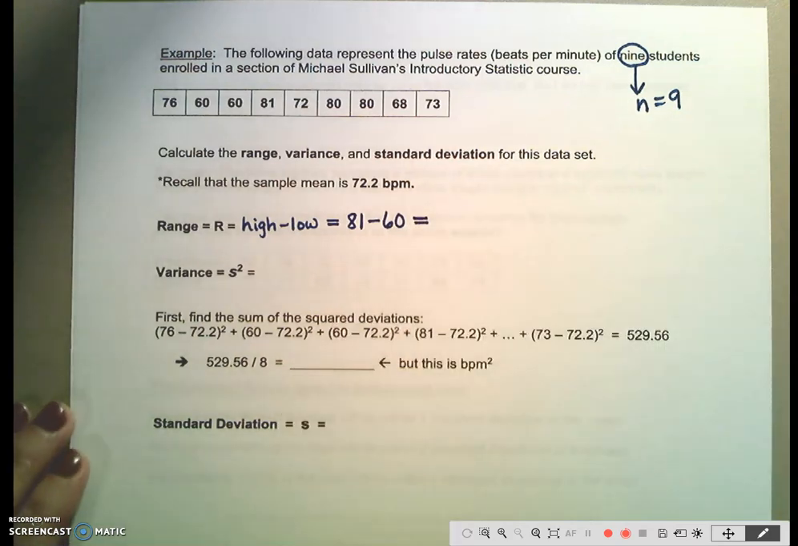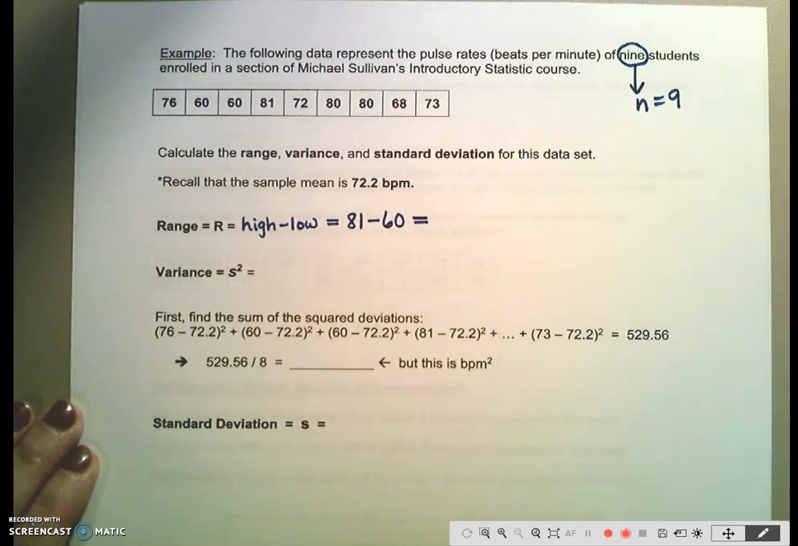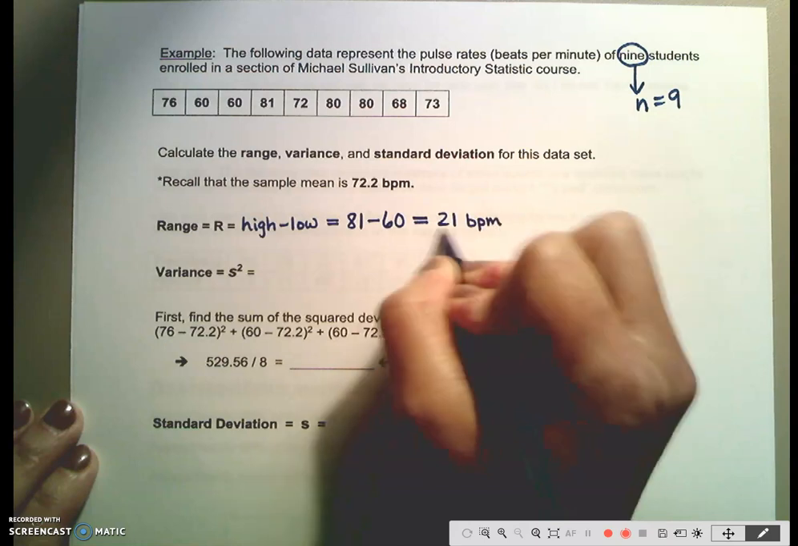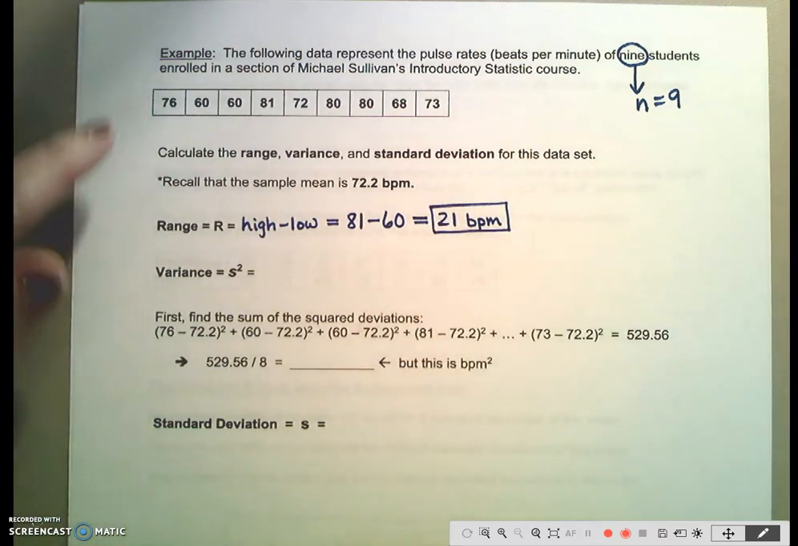So if we subtract those, 81 minus 60, we get 21. So 21 beats per minute. That would be the range. So his students' pulse rates have a range of 21 beats per minute.